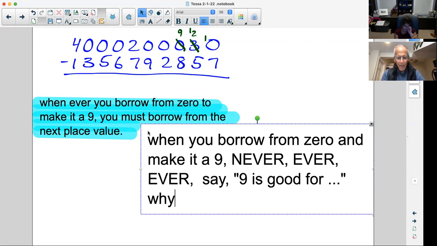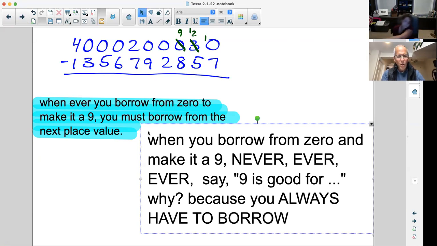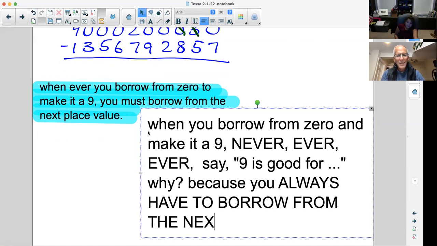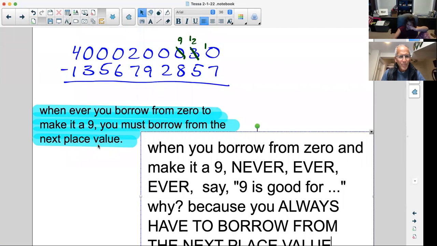Why? Because you always have to borrow from the next place value. Now, that's the rule that's in blue. You don't need this other rule. But Tessa, I don't want to ever again hear you say 9 is good for 8. Never. Unless you didn't borrow and you just had a 9. Do you understand that?